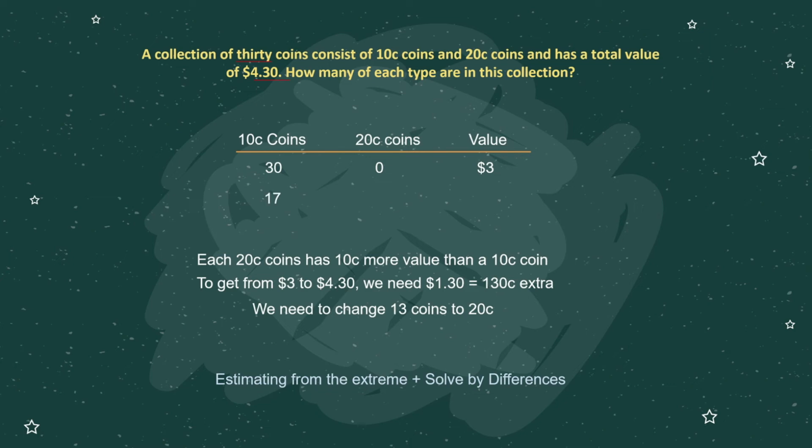This would give us 17 10-cent coins, 13 20-cent coins, and the total value would be $1.70 plus $2.60, which gives us exactly $4.30. So 17 10-cent coins and 13 20-cent coins is our answer. That's neat. Any problem with sums and fixed differences, you can solve it easily with the guesstimating and table method.